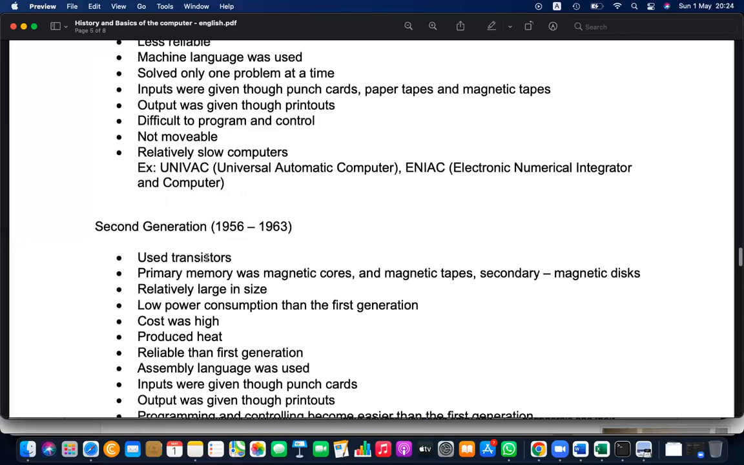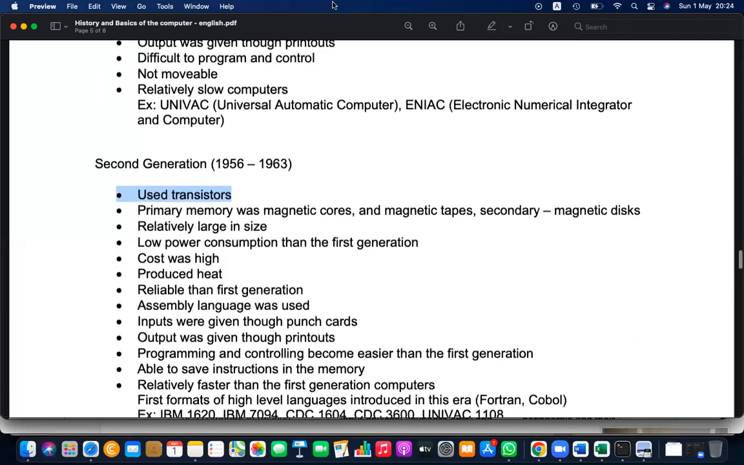The first generation technology was vacuum tubes. The second generation, transistors. Transistor and vacuum tube, if you compare the size, transistor was like a few millimeters, but vacuum tube, it is a few inches. Vacuum tube was very large.